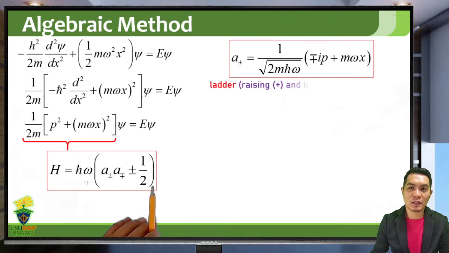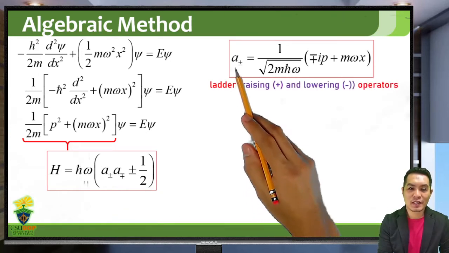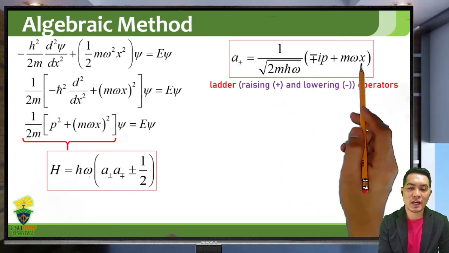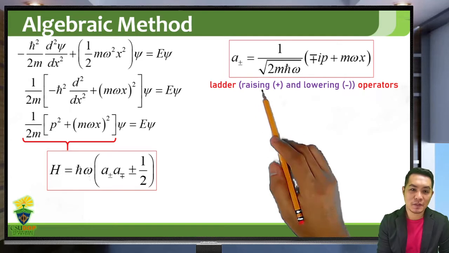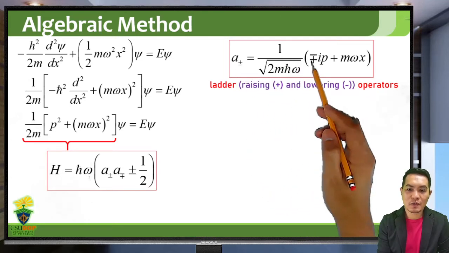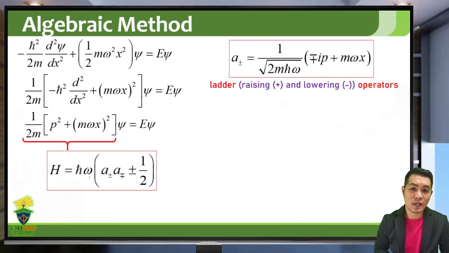which we will call the ladder operators. So a plus, which is this one, negative ip plus m omega x, is the raising operator, and a minus, so you get the lower sign, positive ip plus m omega x, is the lowering operator.